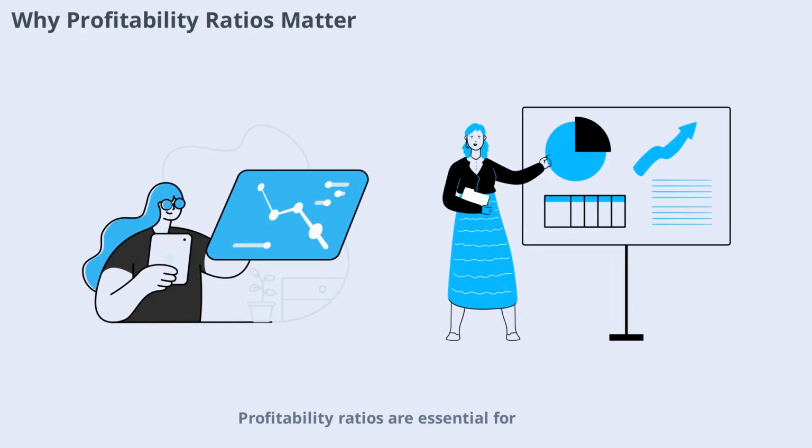Profitability ratios are essential for understanding a company's financial performance. They help managers identify strengths and weaknesses, guide strategic decisions, and provide investors with confidence in the company's ability to generate returns. By regularly monitoring these ratios, businesses can spot trends, address issues early, and stay competitive in their industry.